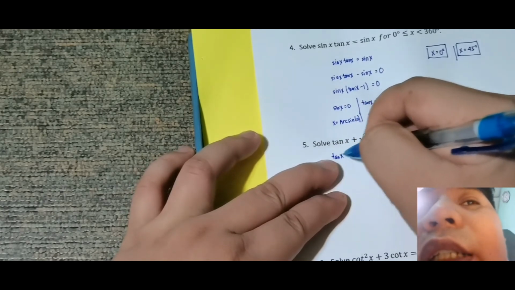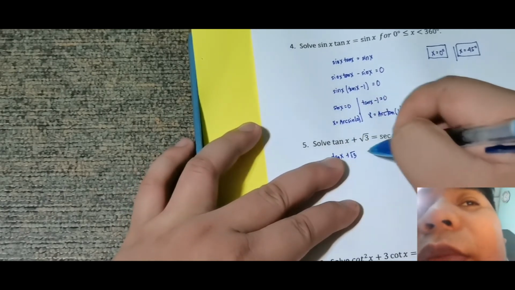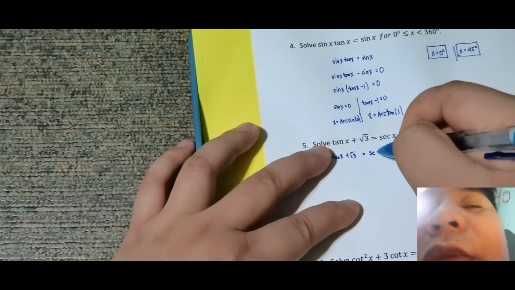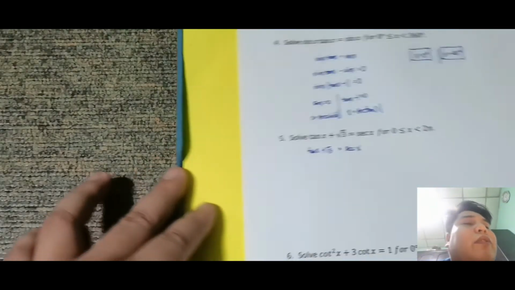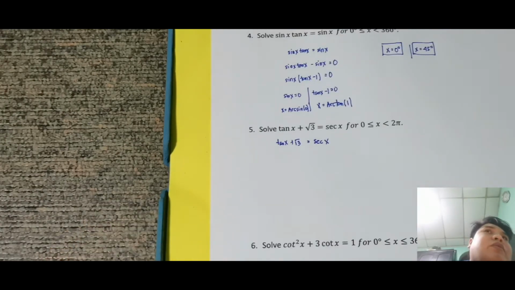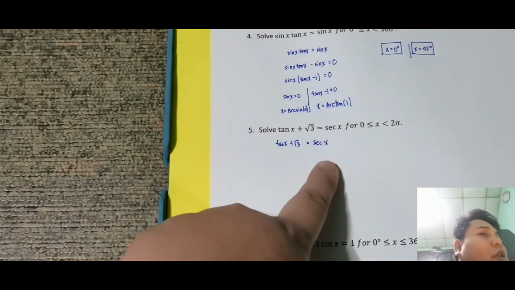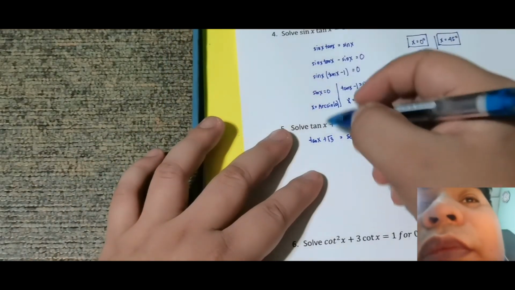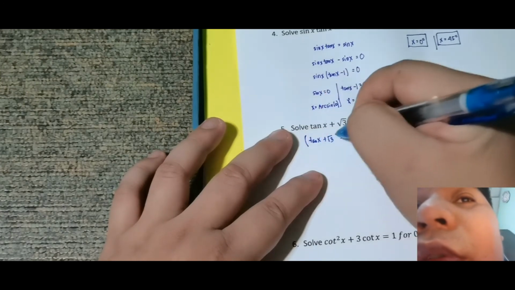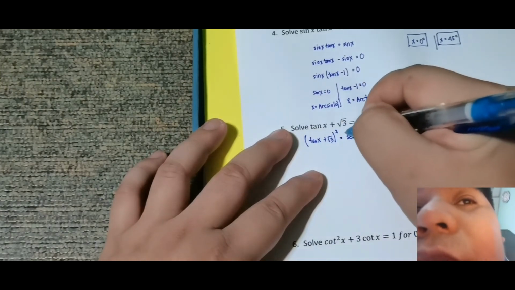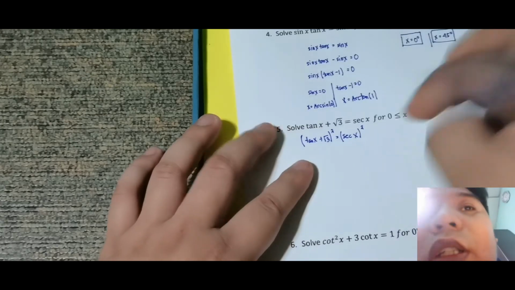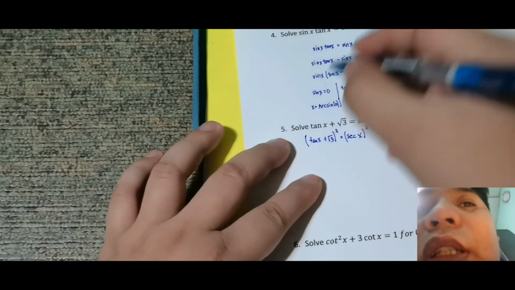So, we have tangent x plus square root of 3 is equal to secant x. Okay, so aware kayo sa algebra, pag may nakita kayong square root, so ginagawa natin is i-square natin sa 2 para mawala yung square root na part na yan. Okay, so gagawin na sir yun. Pag in-square ko to, yung left side, i-square ko rin to. So meaning, i-square natin both side. So, square ko to tapos square ko to.